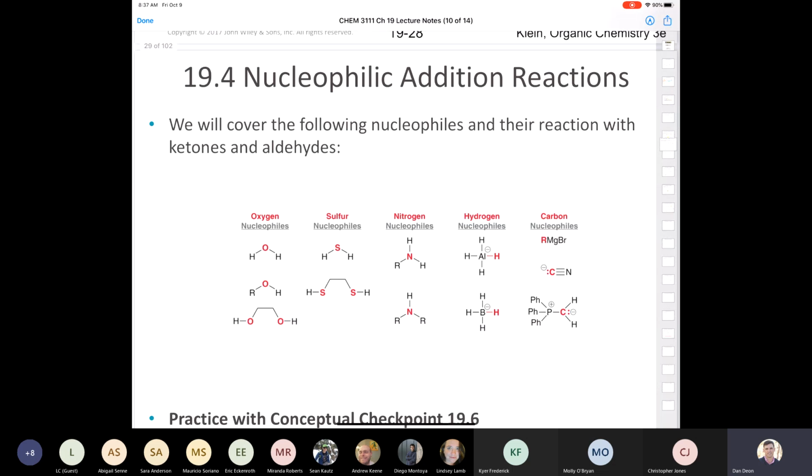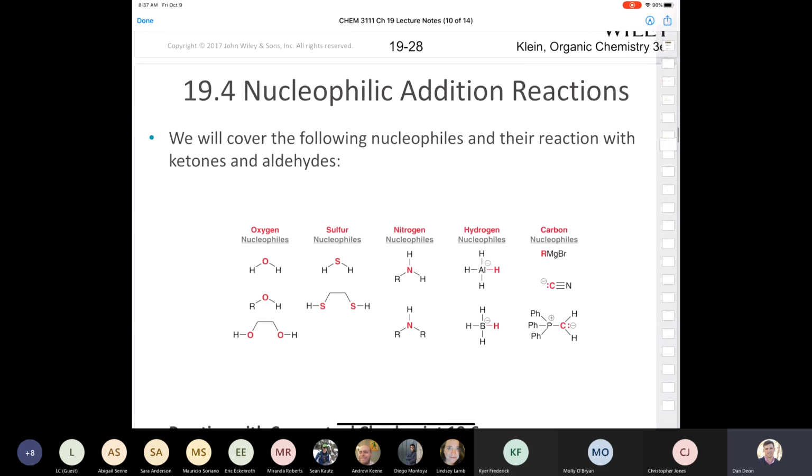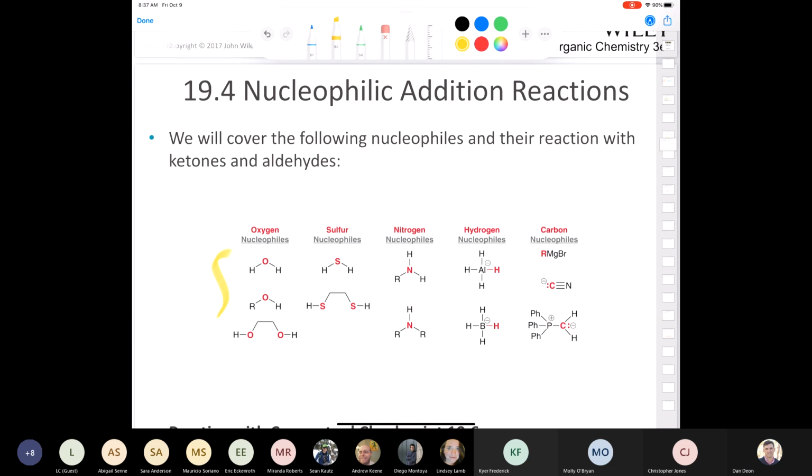We're going to cover the following nucleophiles and the reactions with ketones and aldehydes. We'll talk about oxygen nucleophiles like water, alcohols, and diols. We'll talk about hydrogen sulfide and thiols, or dithiols, I should say. We'll talk about amines, whether they be primary or secondary amines. Notice that this is a primary amine, this is a secondary amine. We'll talk about hydrogen nucleophiles like lithium aluminum hydride and sodium borohydride.